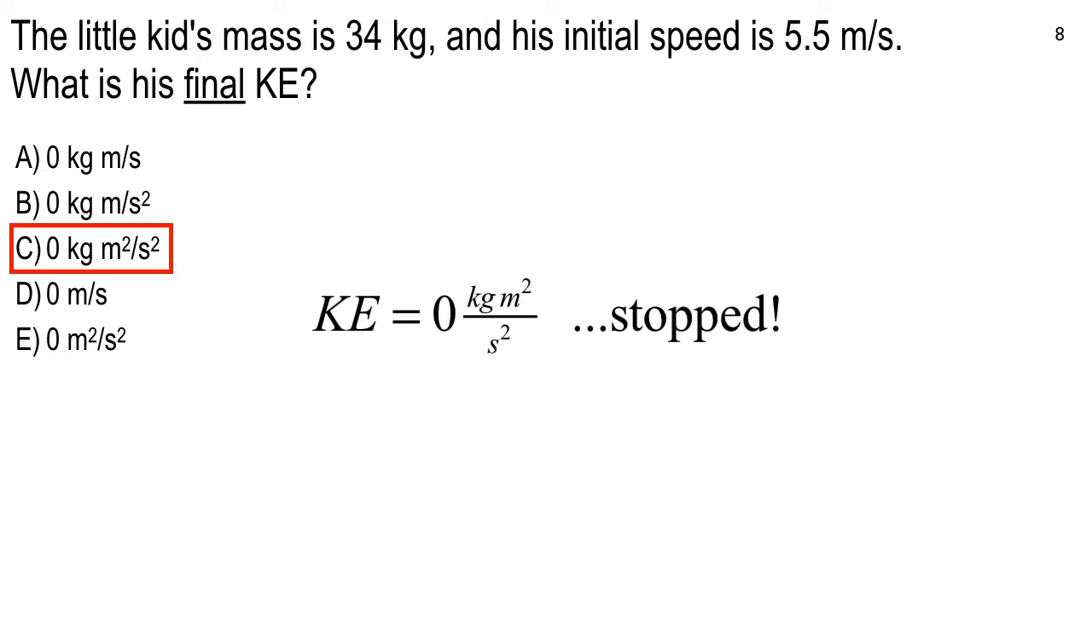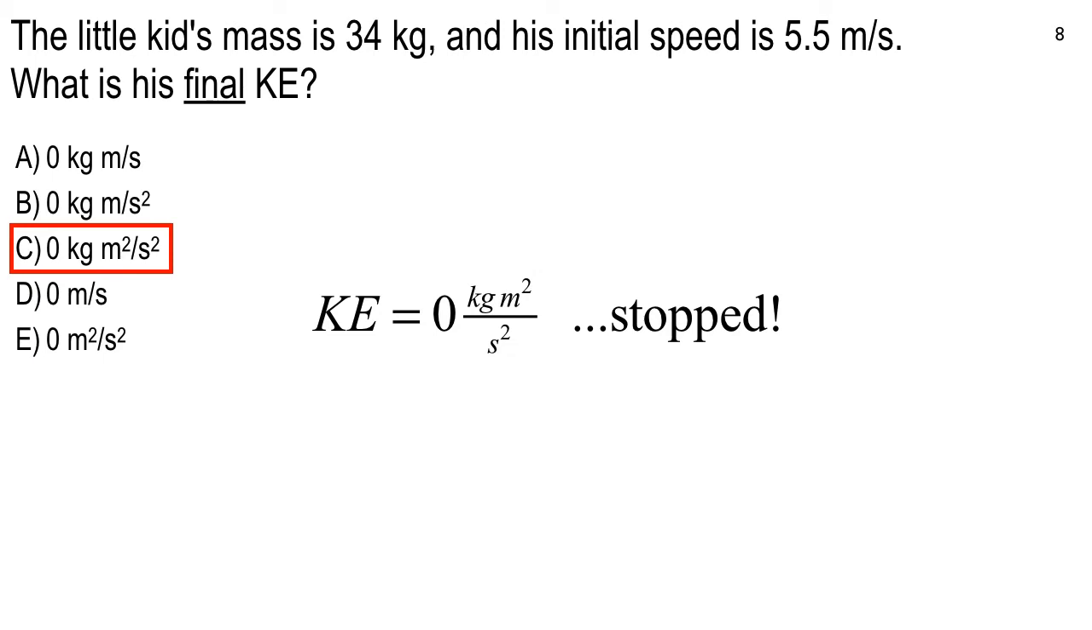As with the other question, yeah, it's a zero, or as we say in the business, it's goose egg time because he stopped. It's a stopping distance problem. So the final momentum state is zero. The final kinetic energy state is zero because the little shrimpy kid has come to a stop after so many meters. Now, I want to point something out to you about this.